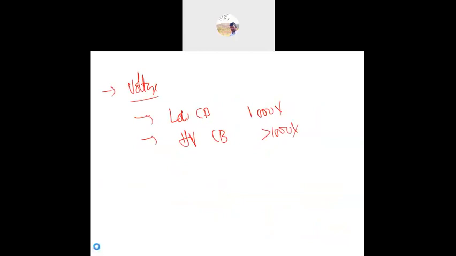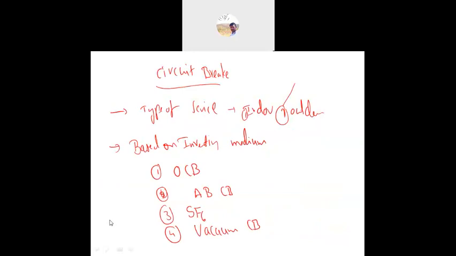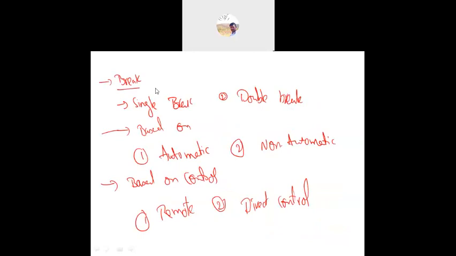Based upon the classifications, let us do a recap. We have the type of service: indoor and outdoor. Based on interrupting medium, that is, by which medium we interrupt the arc: oil circuit breaker, air blast circuit breaker, SF6, and vacuum circuit breaker. Next we have the type of breaks: single break system or double break system. Based upon the action, we have two types: automatic and non-automatic.